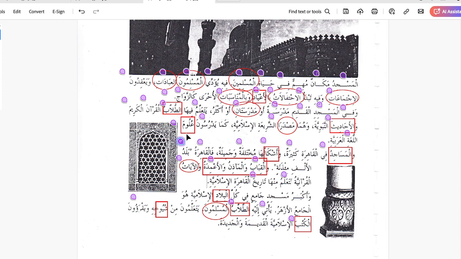Kama yadrusuna al-ulum wal-lughatal-arabiyyah. They also study in it the sciences, al-ulum, which is the broken plural, the jam' taksir.